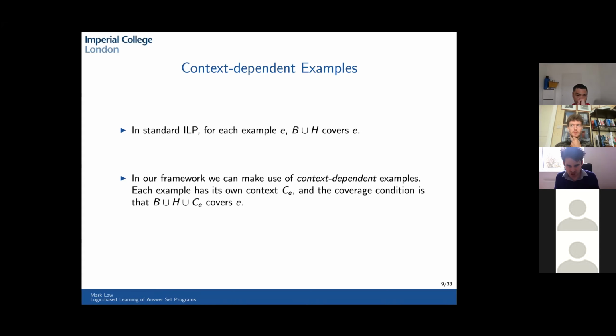And this is now where each example can come with its own example-specific context. And now rather than this fixed program B union H having to cover every example, it's B union H union the example-specific context that covers a particular example. So this can be quite useful for representing things that are naturally context-dependent. For instance, say we had weather conditions, we could say in the context of rain, we want the program to behave in a certain way, and in the context of no rain, we want the program to behave in a completely different way. So we give different examples with different contexts.